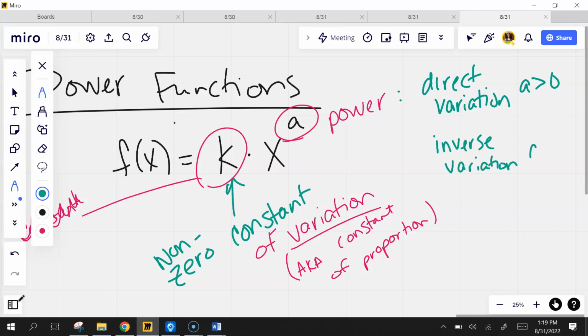Now, what happens if my exponent is negative? It goes into a fraction.